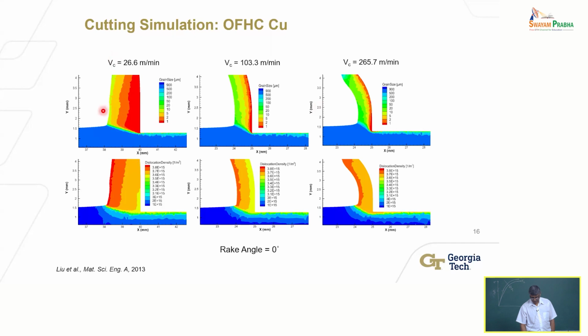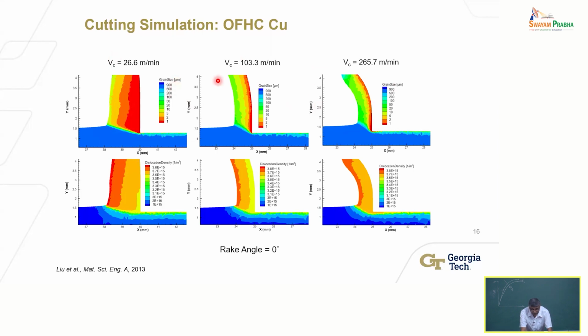Okay, I can simulate the chip formation behavior as a function of speed. You can see at different speeds, as you increase the speed, the chip becomes thinner. The colors represent, in this case, actually, this is using the more sophisticated model. Okay, it's using that more complex model.